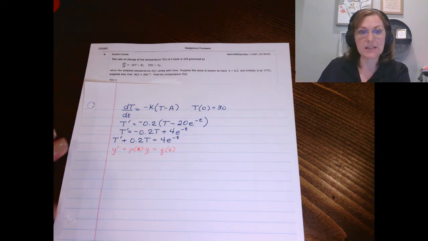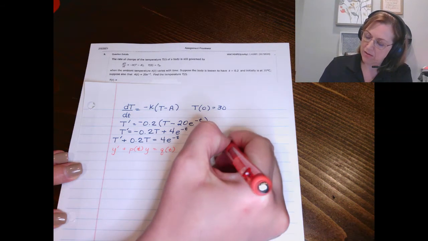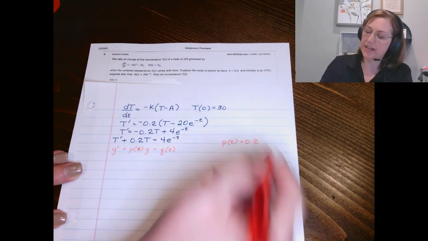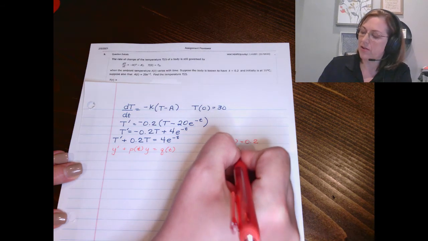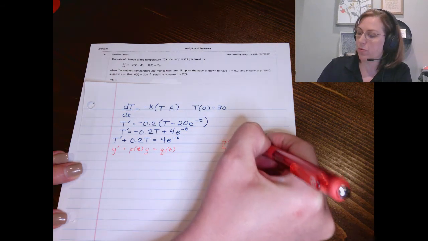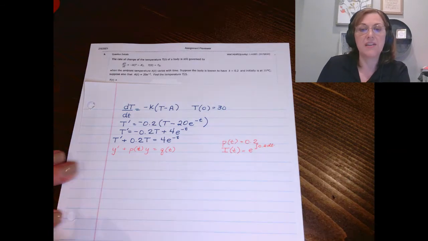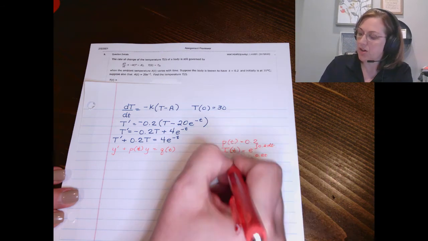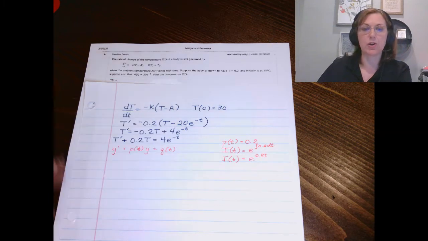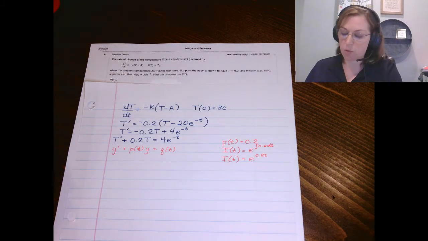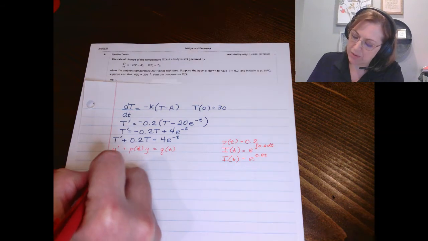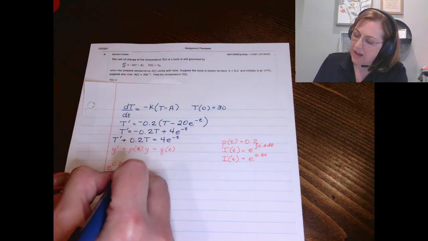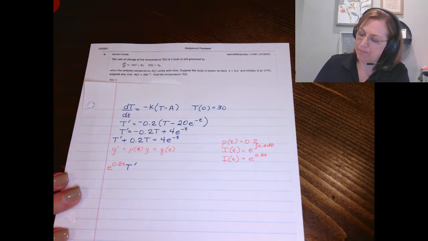When we have that, we identify P of t. So in this case, P of t is 0.2. And we can calculate our integrating factor by doing e to the integral of 0.2 dt. Now the integral of 0.2 dt would be 0.2 t. So that is our integrating factor. This is what we're going to multiply our equation by. So we're going to distribute an e to the 0.2 t to every term.